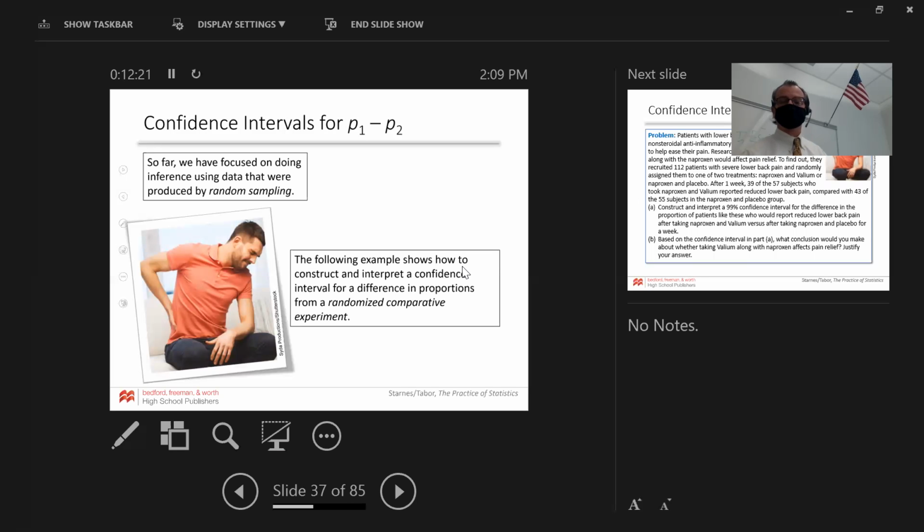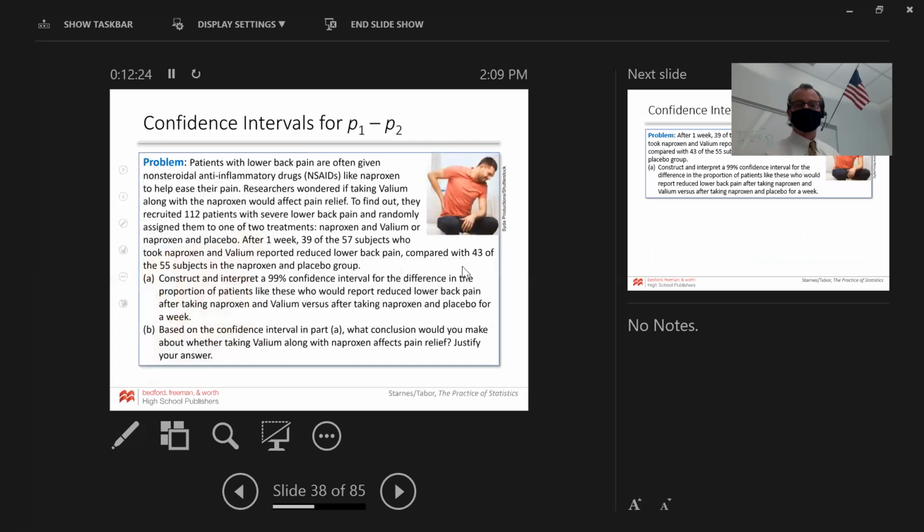How about if you had an experiment? So you get this experiment. They're saying this. You got back pain, and you've got these subjects, and they're all getting naproxen, whatever that is. Doesn't sound healthy. They're getting naproxen, and some of them are getting Valium with it, and some are getting naproxen with a placebo. And you want to do a 99% confidence interval.